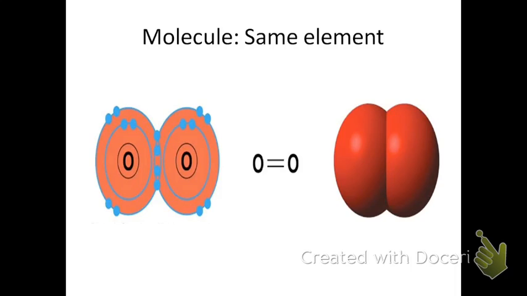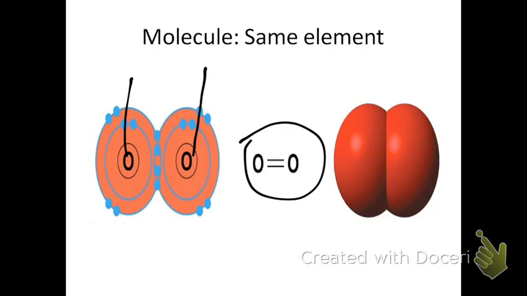Okay, now if we think about molecules, molecules are two or more atoms that are bonded together. They may be the same type of atom, or they could be different. So here you're looking at oxygen. You've got one oxygen right here. Then you've got another oxygen right here. So now you've got these two that have bonded together.